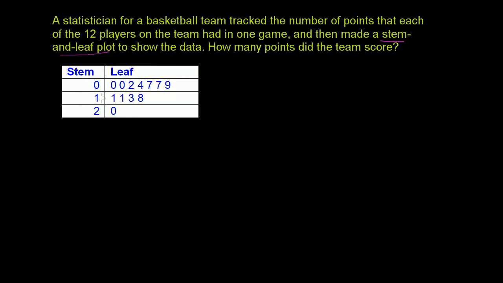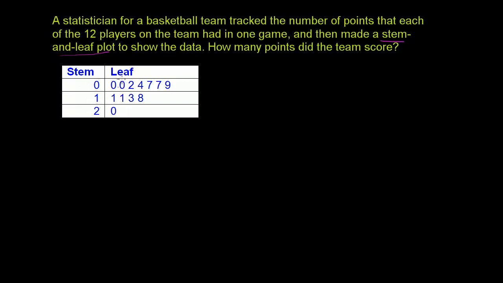Under stem, you have 0, 1, 2. Under leaf, you have all of these digits here. How does this relate to the number of points each player actually scored? The way to interpret a stem and leaf plot, at least the way that this statistician used it, is that the leaf contains the smallest digit, or the ones digit, in the number of points each player scored, and the stem contains the tens digits.